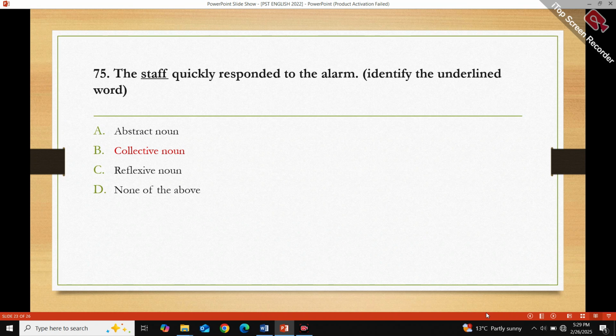And option C is reflexive noun. Actually, a reflexive noun doesn't exist; a reflexive pronoun exists. A reflexive pronoun refers back to the subject of a sentence. For example, when we say "he hurt himself," what does himself reflect back to? To he. So himself is a reflexive pronoun. So here the correct option is collective noun. Staff is a collective noun because it refers back to a group of individuals.